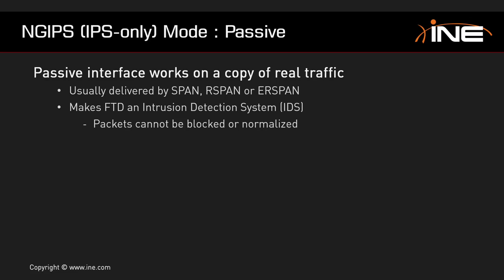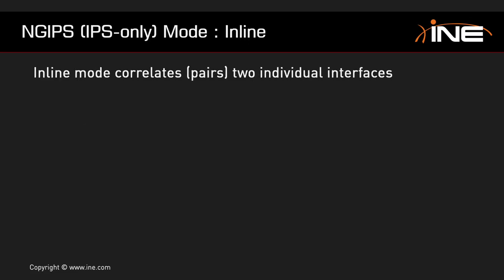So what it means is that you will see the attacks, but you will not be able to use FTD itself to block or just drop those offending packets. You will not even be able to normalize those packets, because it doesn't make any sense to block or normalize a copy of the traffic. The real packets would still make it to the victim. And this is going to be different with inline deployments.